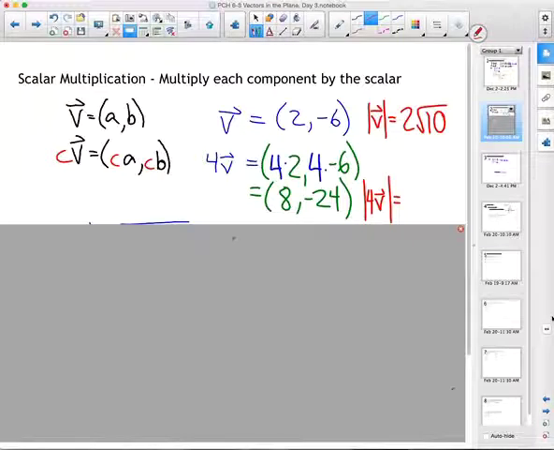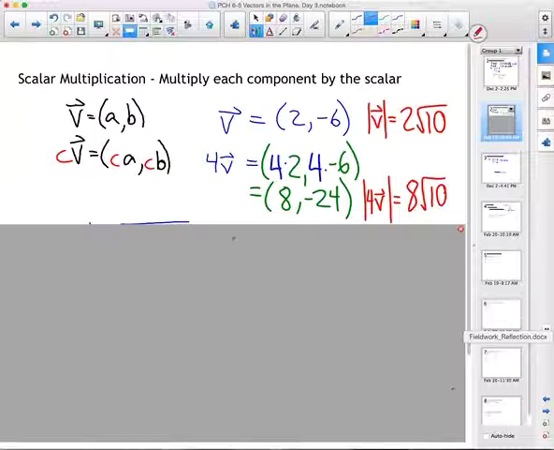What did you get for the magnitude of this 8, negative 24? No, this is the square root of 640, which is, the square root of 64 is 8, right? And then that leaves a 10 left over. Alright? So we've got 8 root 10.